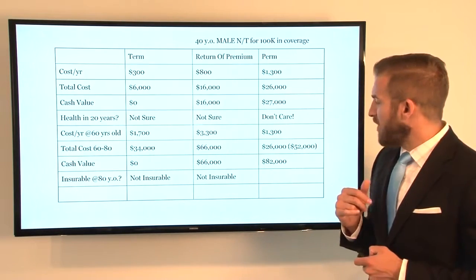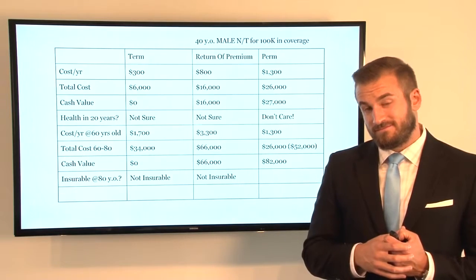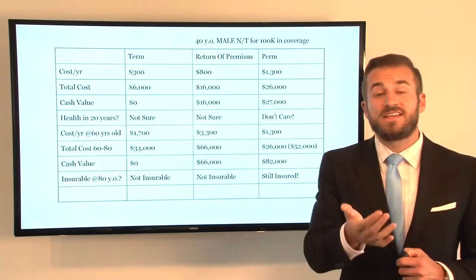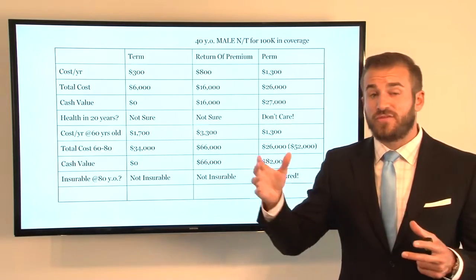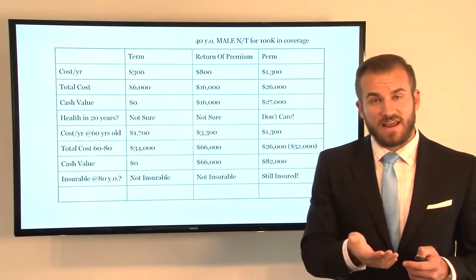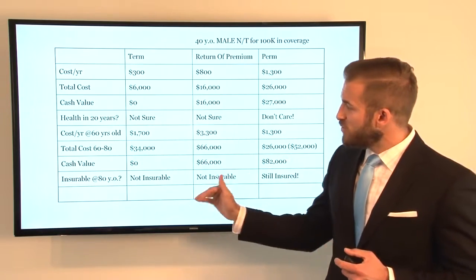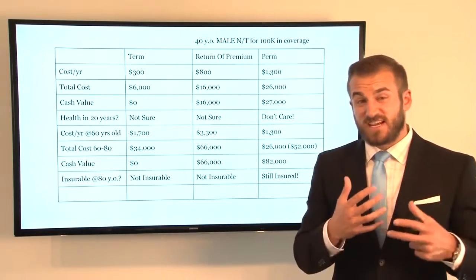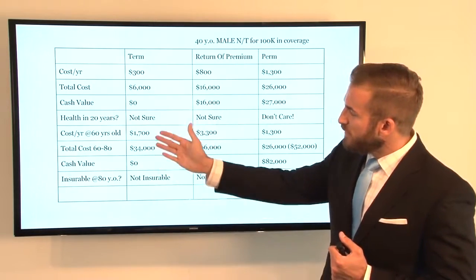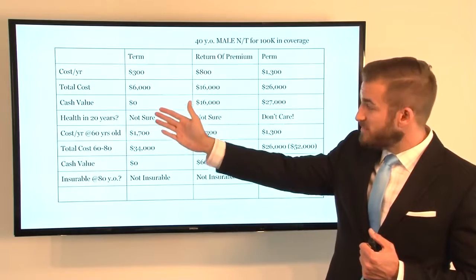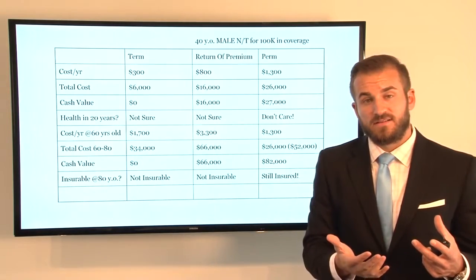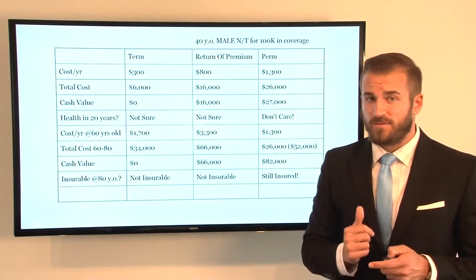But what about that permanent policy? Do you think you're still insured? Absolutely. You still are insured. You still have $100,000 in coverage that's still insuring your family. But what else do you have? You have $82,000 to your name. The only one of these three policies that actually doesn't help you personally, Mr. and Mrs. Client, is the term policy, because you paid over $40,000 into this policy and you got nothing out of it. It's just the peace of mind that you're paying for.